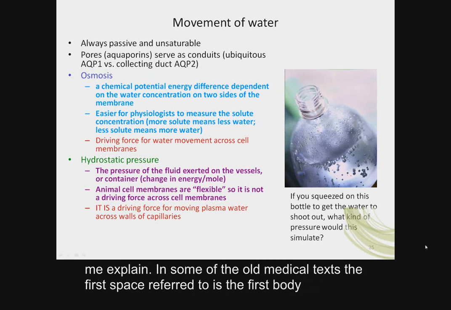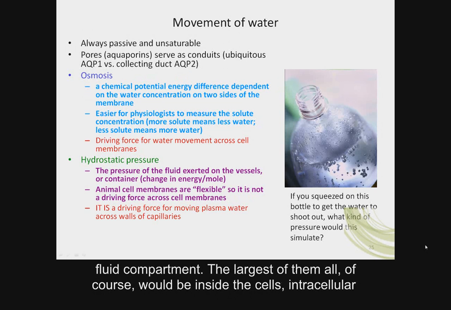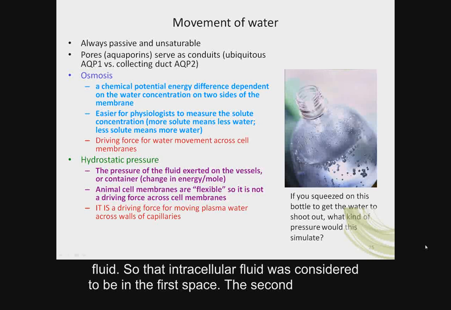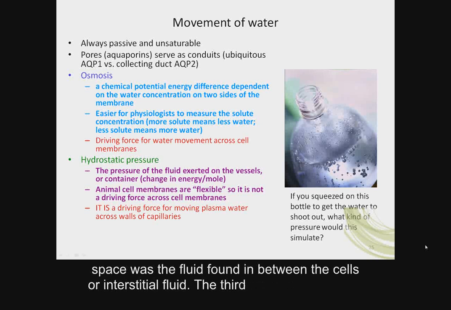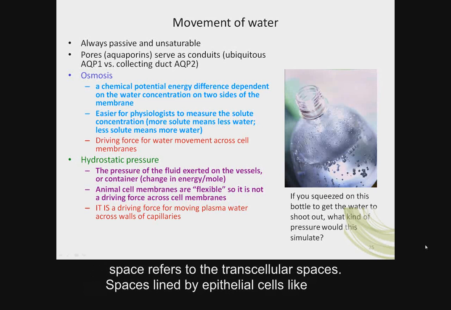Let me explain. In some of the old medical texts, the first space referred to is the body fluid compartment. The largest of them all, of course, would be inside the cells, intracellular fluid. So that intracellular fluid was considered to be the first space. The second space was the fluid in between the cells, or interstitial fluid.